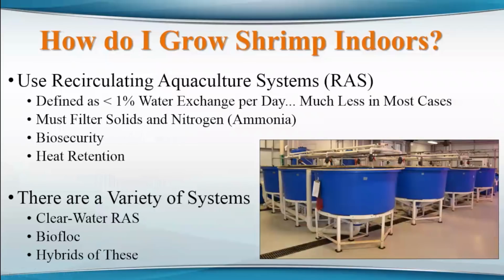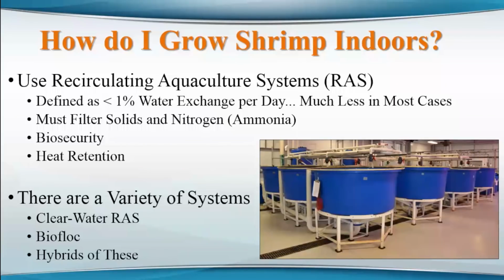So how do you grow shrimp indoors? Well, to do this, you really need to use recirculating aquaculture systems, and that term just means, at least in my mind, very low rates of water exchange. Specifically, some authors have defined this as less than 1% water exchange per day, although in most cases in the systems I work with, we use much less than that. We're at about 5% of the whole system volume per culture cycle, somewhere around there.